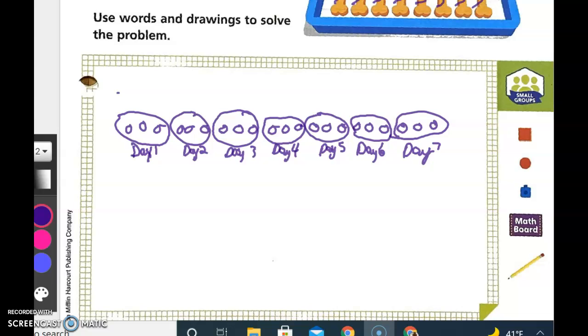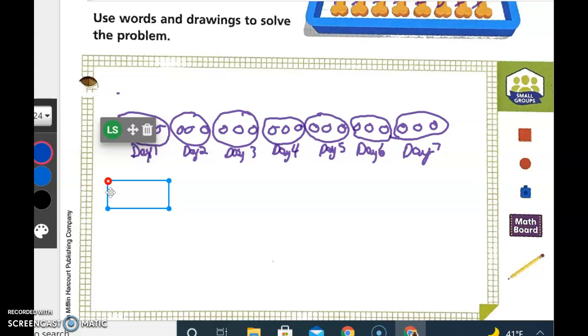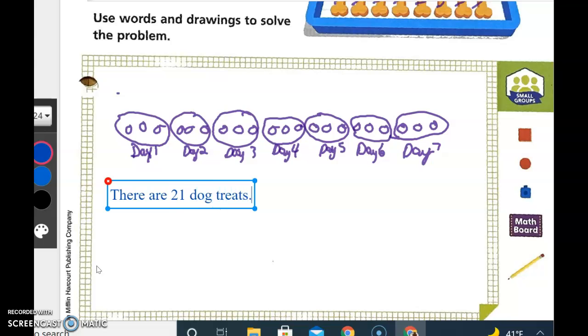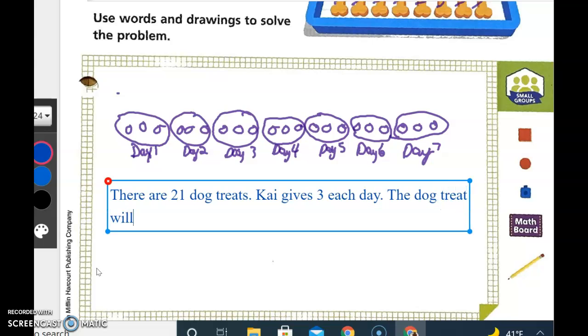Now it says it wants it in a picture and in words. So we're going to come down here and write it in words. There are 21 dog treats, true? Yes. How many did he give each day? Kai gives 3 each day. The dog treats will last how long? 7 days. Okay, if you're at home, please get that down.